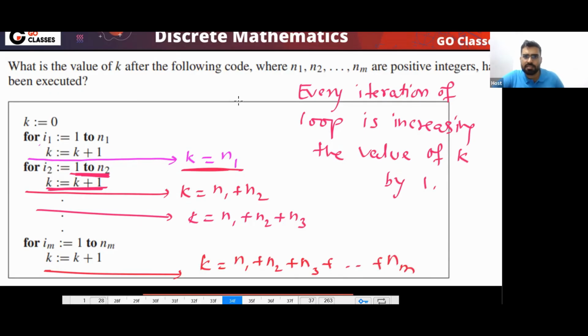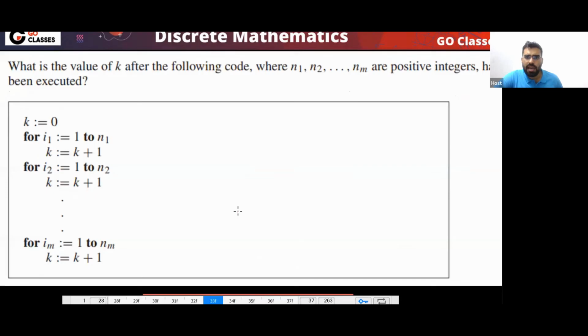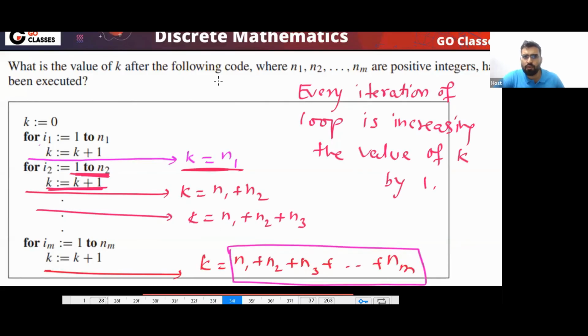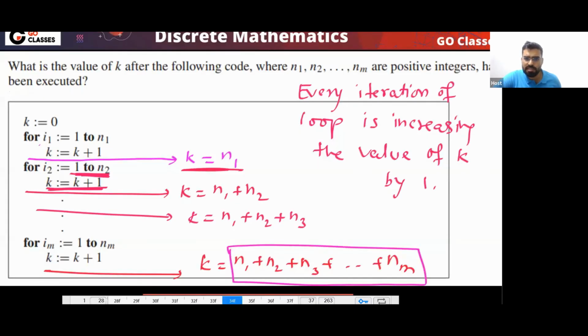This will be this. If you notice, this is a summation rule, n1 plus n2 and so on. This type of questions also they can ask. Did you understand this? Anyone has any doubt in this? This is a very simple question from C language, from programming, from coding. If you have any doubt, you can study the C programming course by Sachin sir.